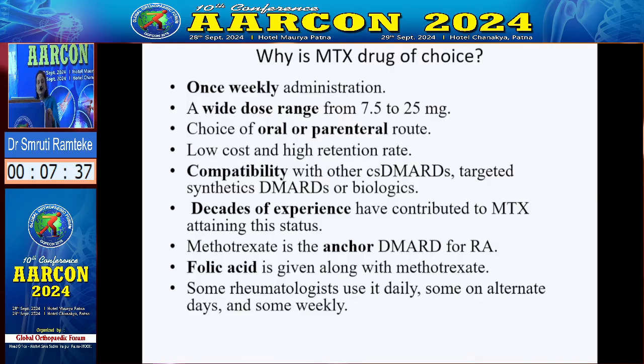So why is methotrexate a drug of choice? The ease of administration, once a week dose, wide dose range 7.5 to 25, you can give anything in between. The route, it can be given orally, it can be given parenterally. Patient can take it by themselves. Even the injectable form is available subcut. You can train the patient, they can take it at home.